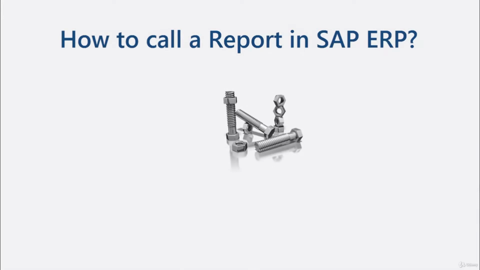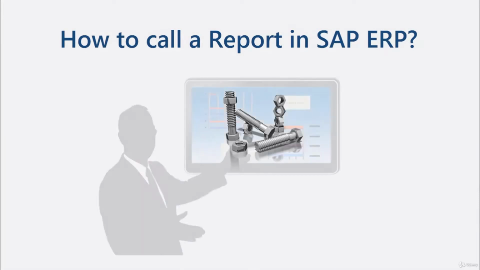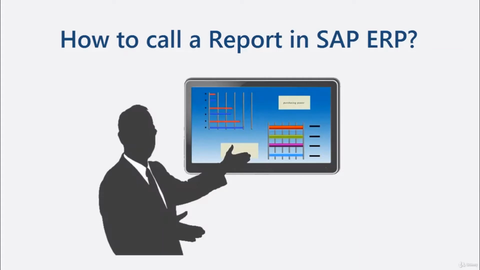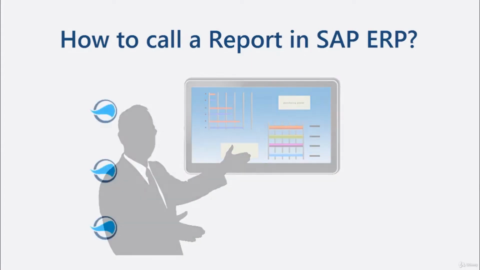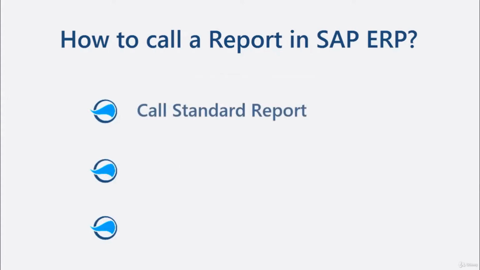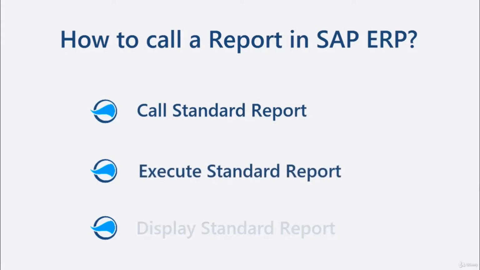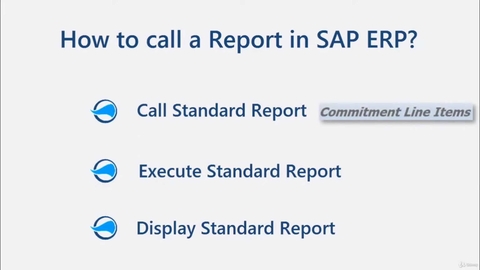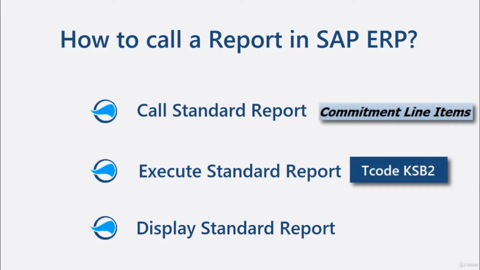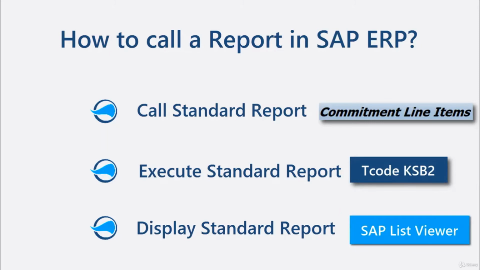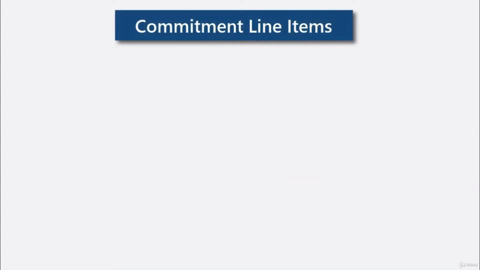The nuts and bolts of any business software are reports. This video provides an entry into SAP's standard reporting. Thus, it will be demonstrated how in general a standard report is called, executed and displayed. Ultimately, you know the term commitment line items, you get to know the transaction KSP2, and you get to know the SAP list viewer.